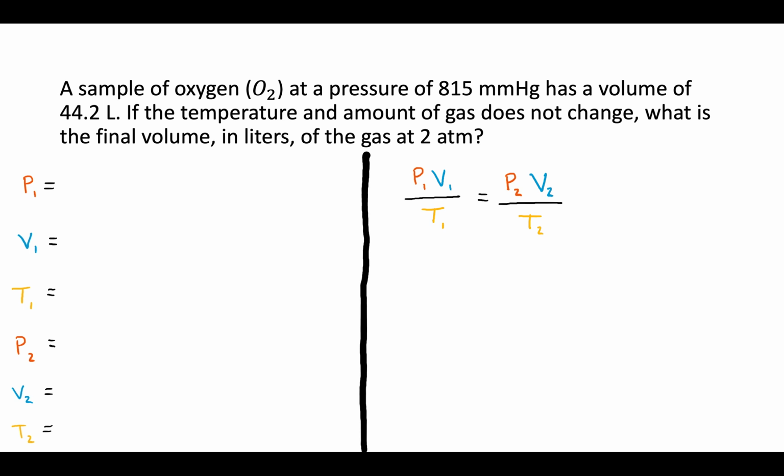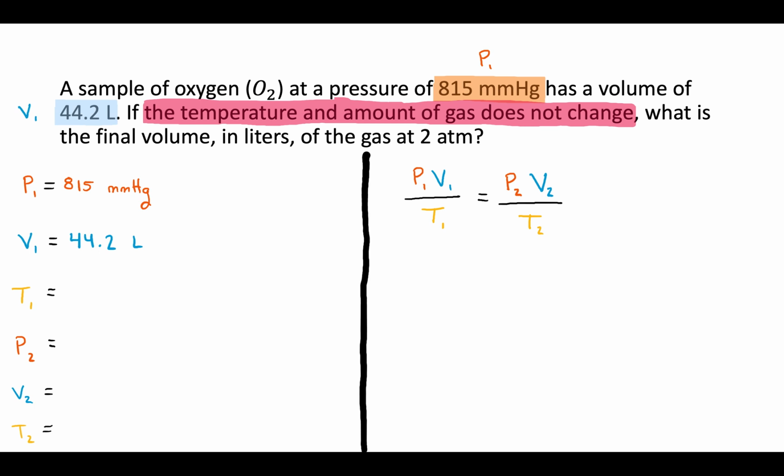Alright, so now we're ready to read the problem again. It says a sample of oxygen, O2, at a pressure of 815 millimeters of mercury, that is P1 right there, going to plug that in over there, has a volume of 44.2 liters, that's V1, I'll plug that in right there. If the temperature and amount of gas does not change, now, if something does not change, that means you can take it out of the equation. Now, nothing in the equation talks about the amount of gas, so we don't have to worry about that. But if the temperature doesn't change, well, we can cross that out, and we're left with this equation.